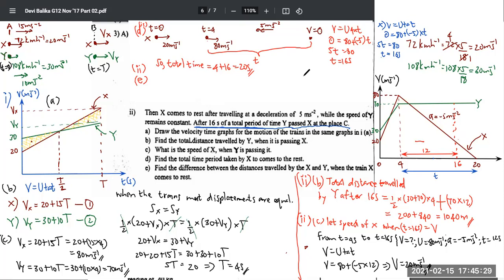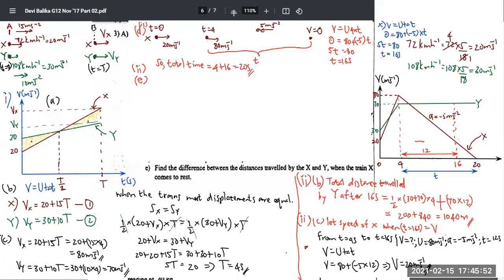Now one thing you all should understand is when time is equal, you can do that question in a very easy method also. Now X and Y are meeting at three different places. Can you tell me what they are? They are meeting at A, this point. They are meeting at B, that is this point. They are meeting at C, that is this point. So at point C, X and Y have the same displacement. Hope you can agree with me on that.